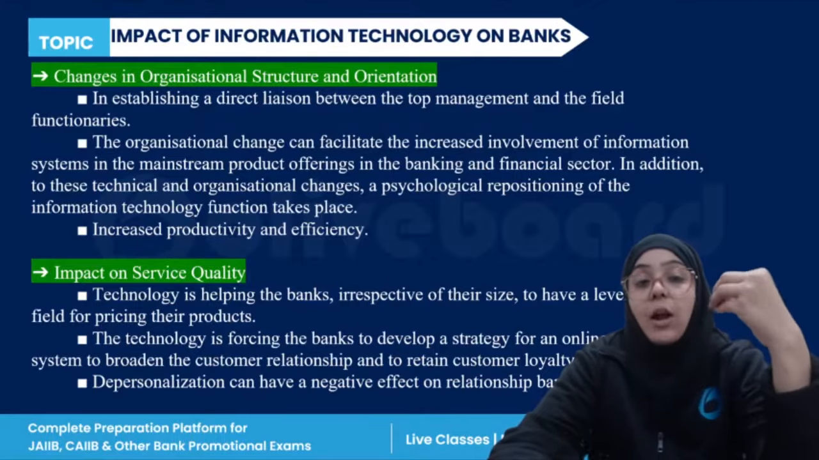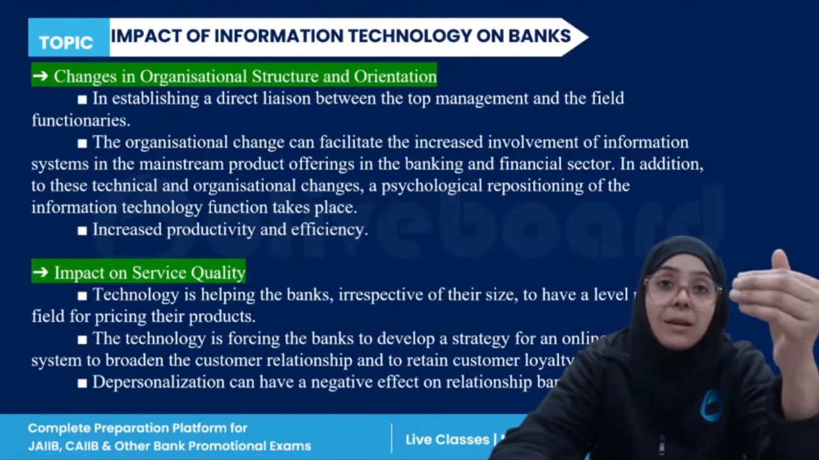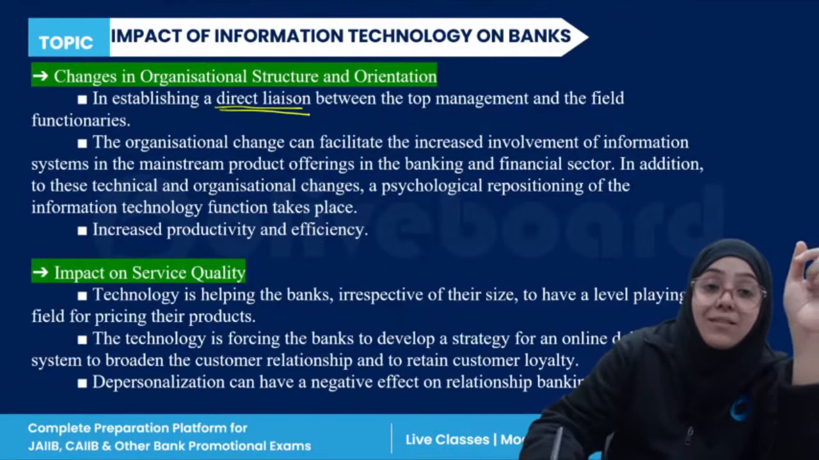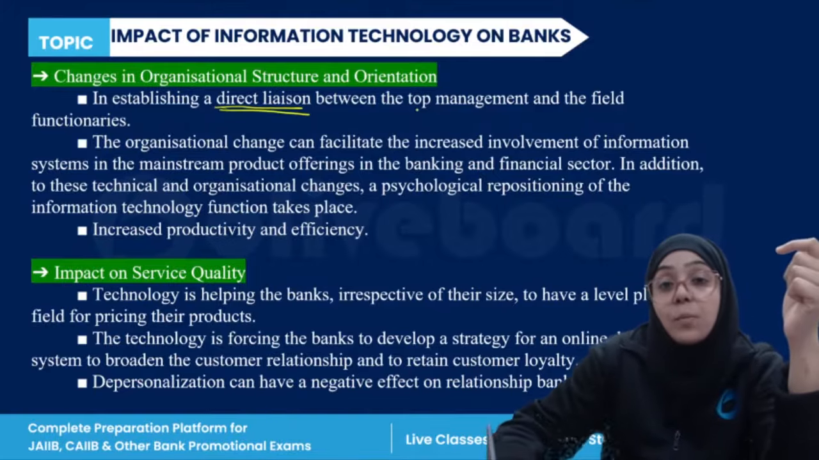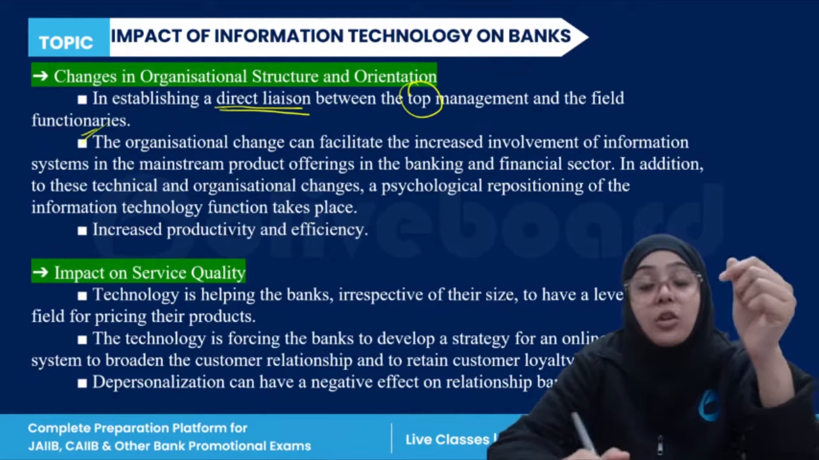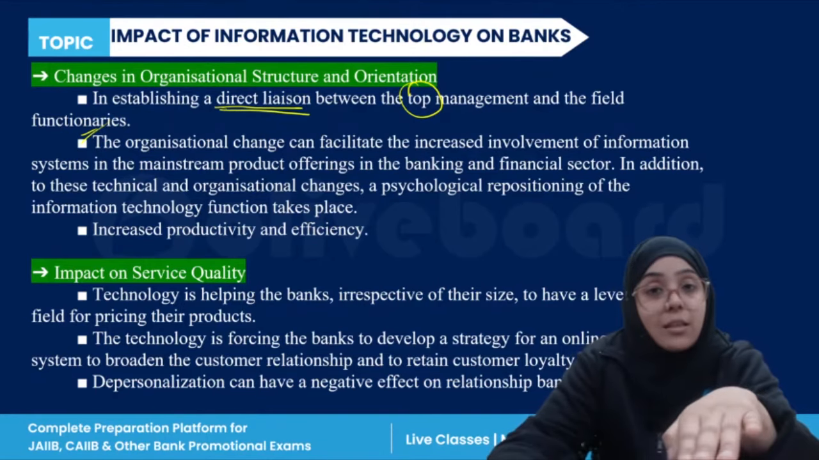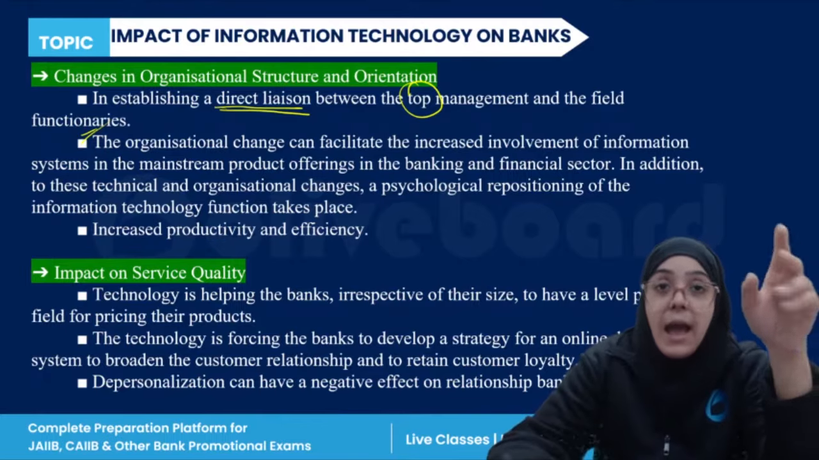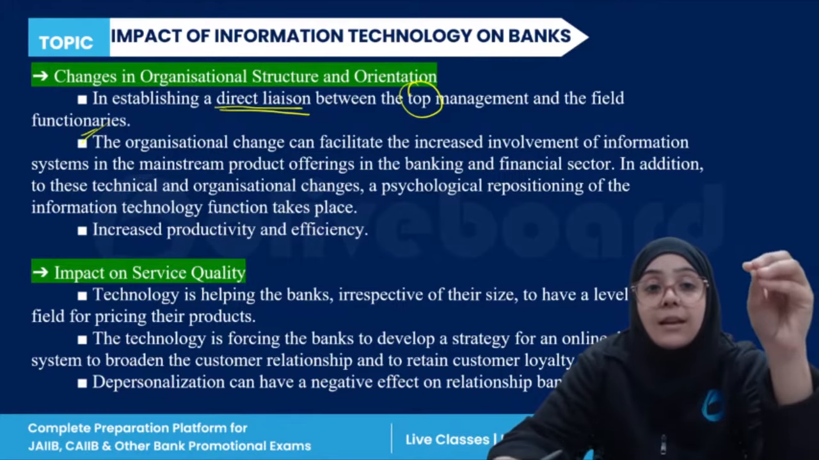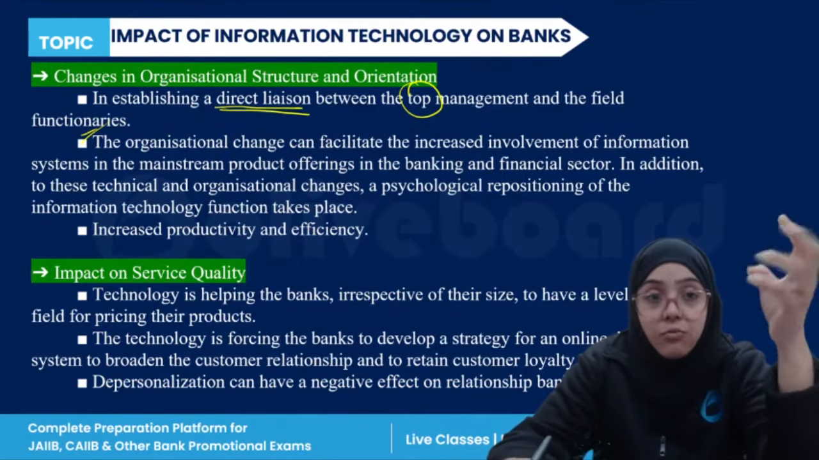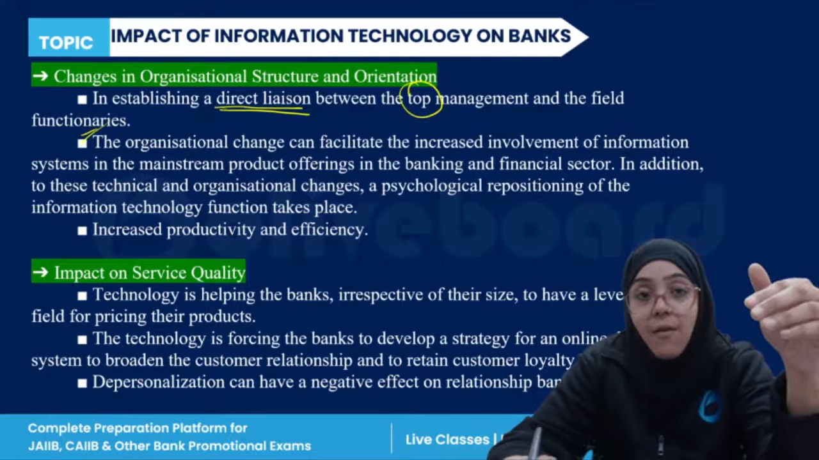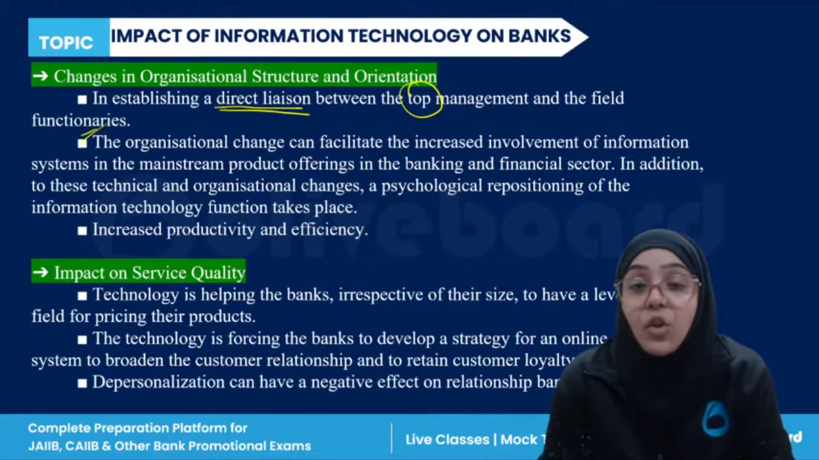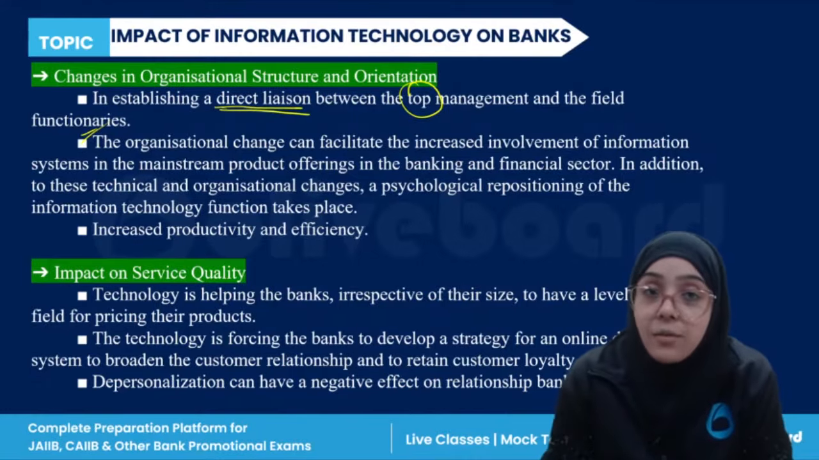If we talk about information technology, when IT has been introduced in the banking environment, it actually helps in establishing a direct liaison, meaning direct relationship or direct communication, between the top management and the field workers or field functionaries. So whoever is working in the field is connected directly with the top management, right? They are connected with the top management because of the use of IT in the banking environment, right?